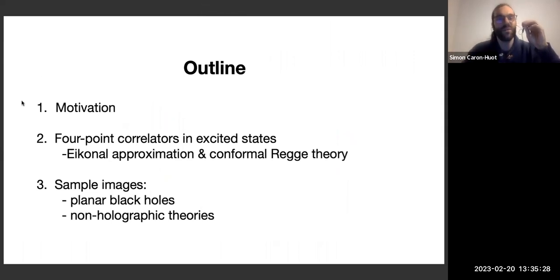So we'll start with some motivation. Then we'll discuss some techniques we can use to calculate these 4-point functions in holography or in strongly coupled field theories. And then I will give some images of what you actually see from these correlation functions, with a lot of examples. So we'll start with some broad motivation just to set the context.